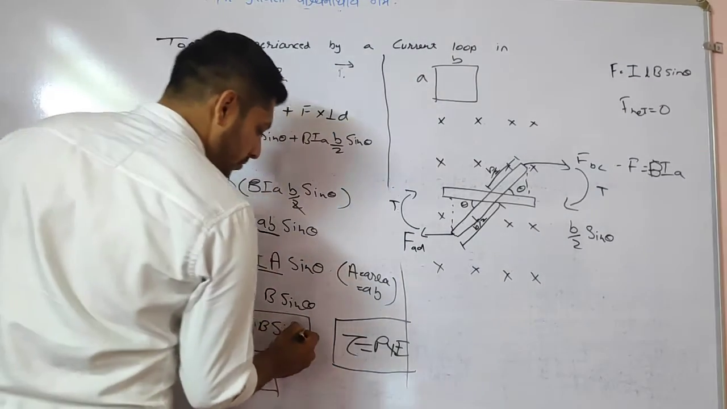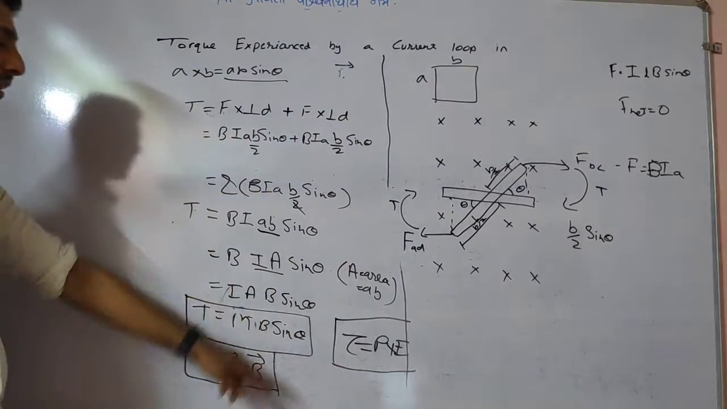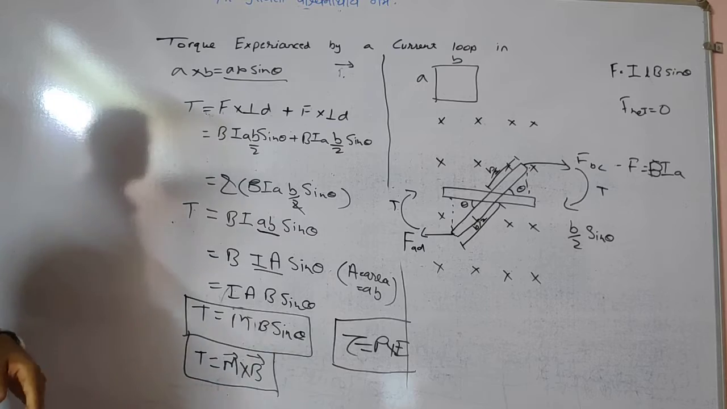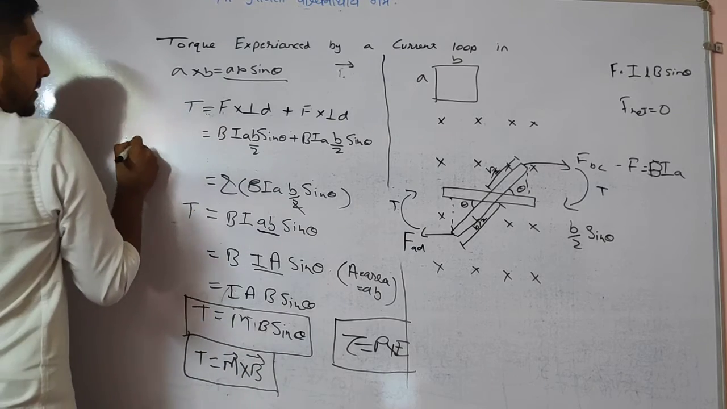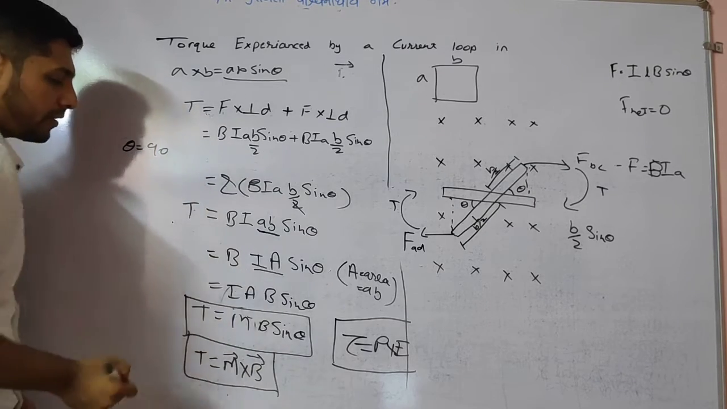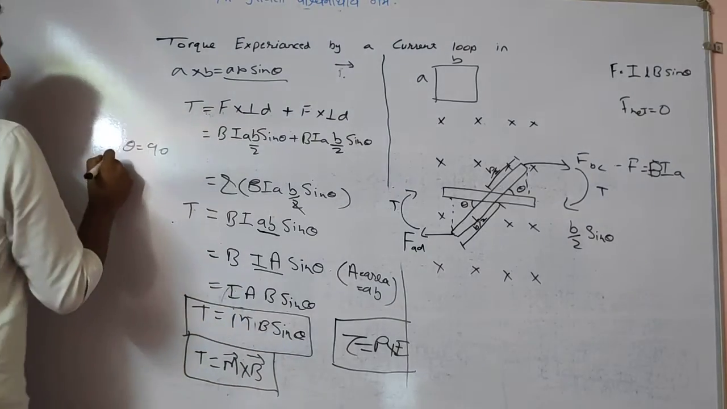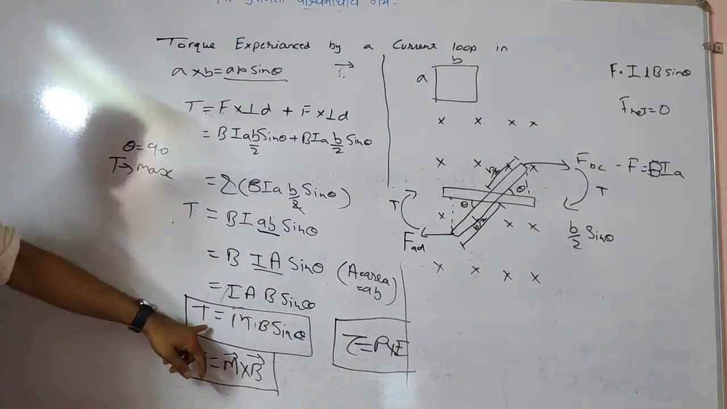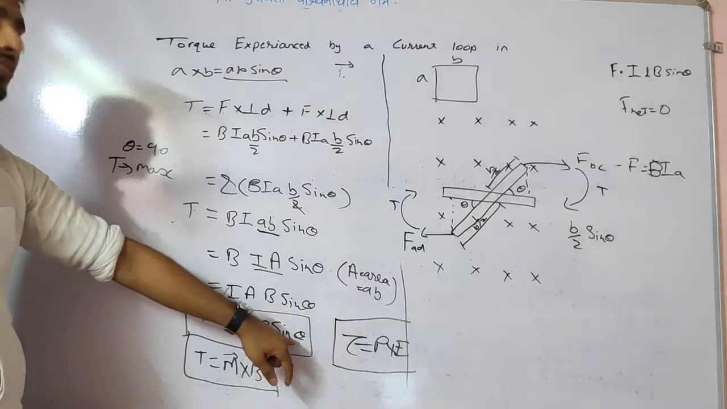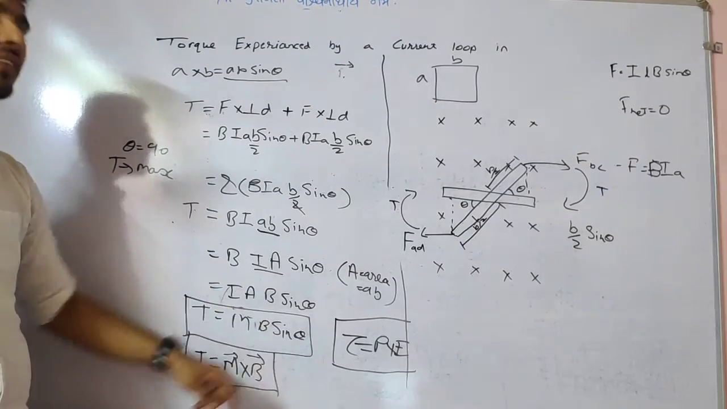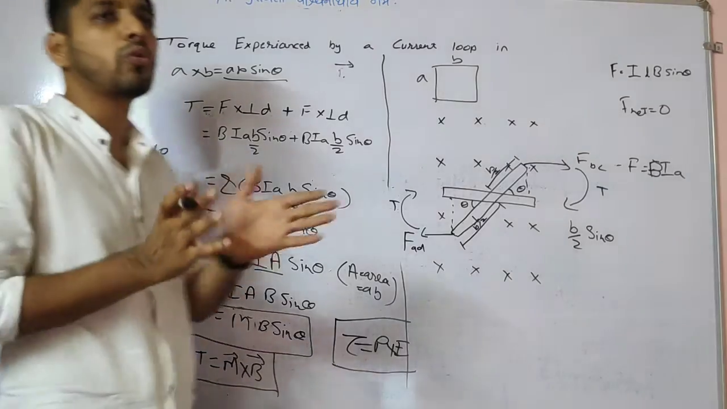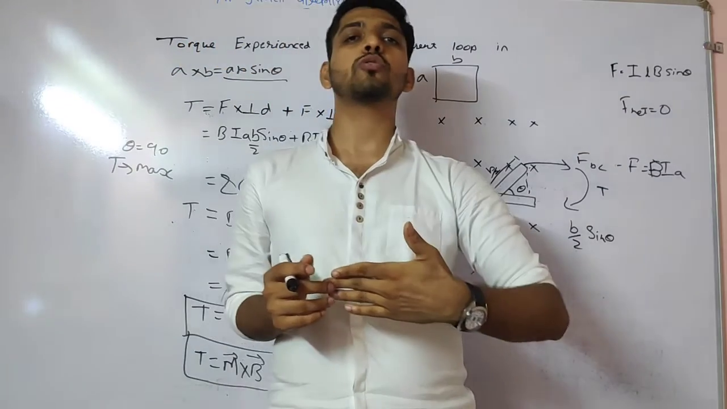So now, when will be the value of torque maximum? When sine theta will be maximum. What will the value of sine theta maximum? That is 1. When will it be 1? When theta equals to 90. When theta equals to 90, torque will be maximum. When will torque be minimum? When theta is equals to 0. When sine theta is equals to 0, the torque will be 0. That is the initial or the original condition where we have seen there was no torque.